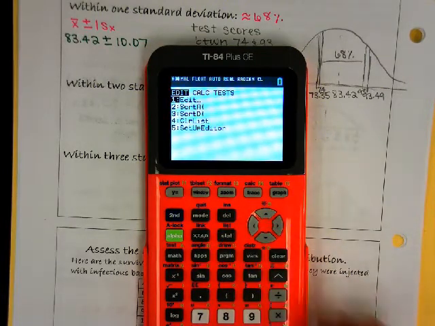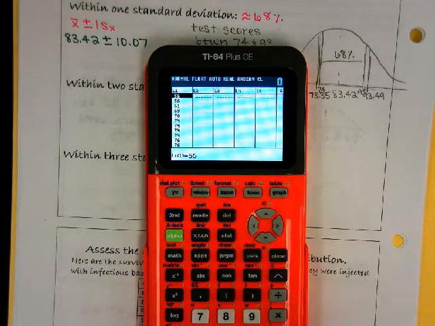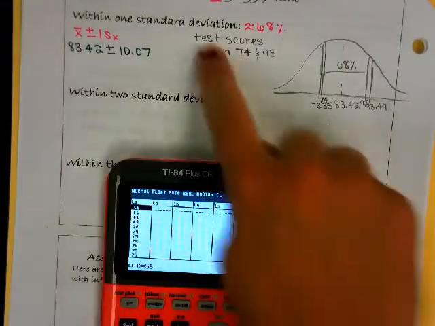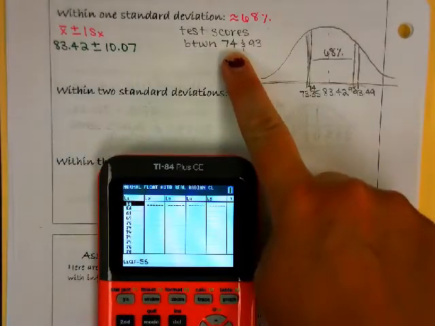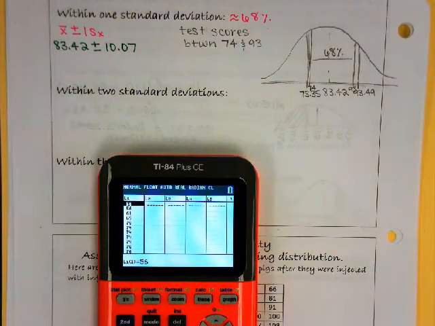Good? Hannah, you good? What are we trying to find out? You need to count how many test scores fall between 74 and 93. Yes, count 74 and 93. Are you guys done counting? What did you get? 38. Everybody get 38? That's what I got too. I got 39.